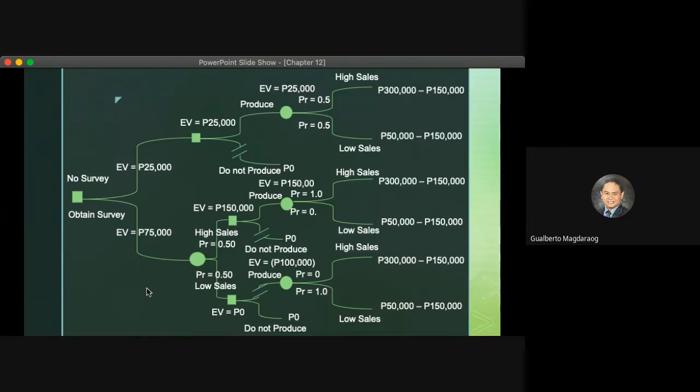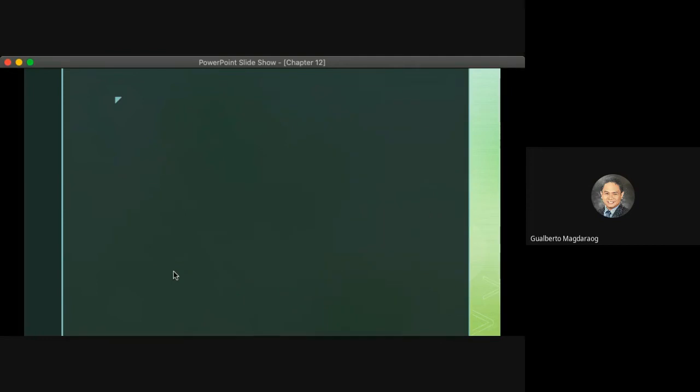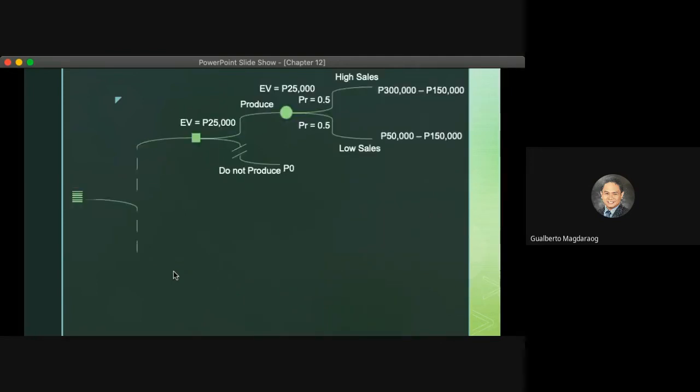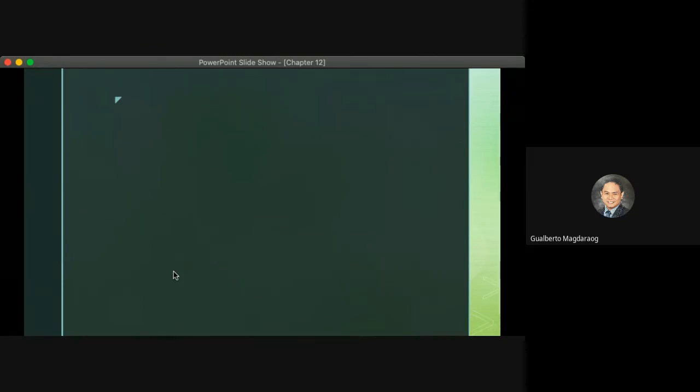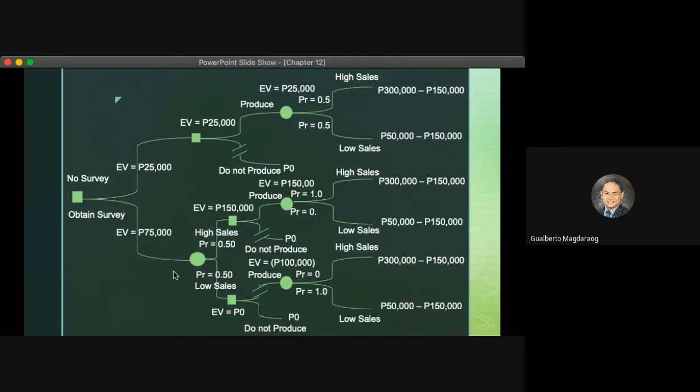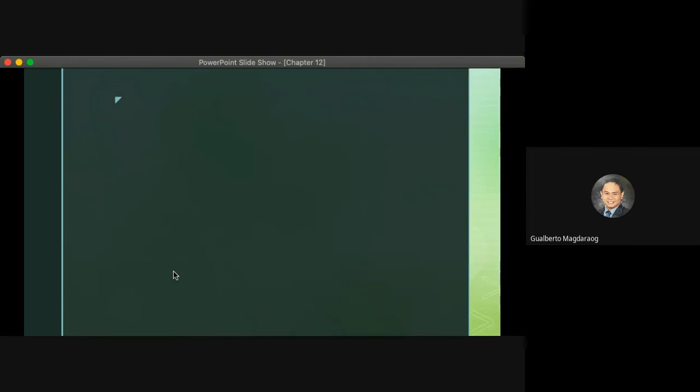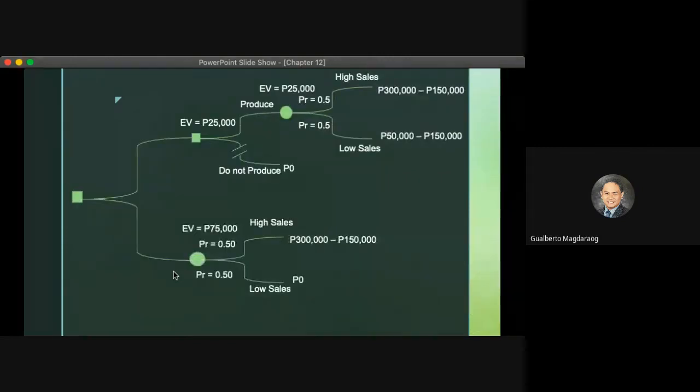So in your book, or in your reference, mas simplified yun sa kanya, yung nasa ilalim, 50-50. So kung paano niya nakuha yung 50-50 na yun, ito yun, ginawa natin. Okay? And how did he get 75, yung ginawa natin? He chooses 0 under low sales because that has a lesser impact in our business. Okay. That is decision 3.